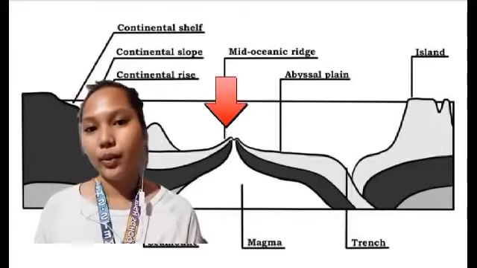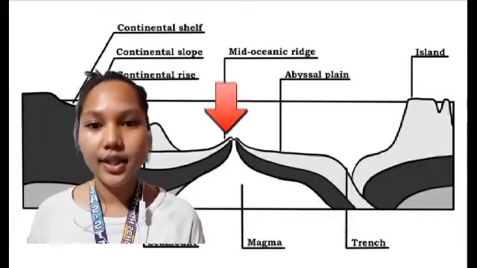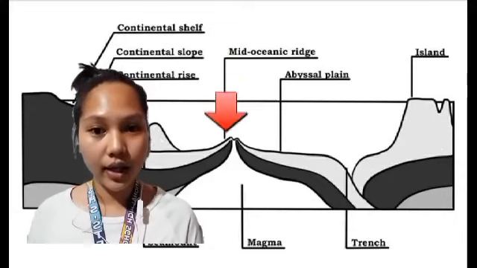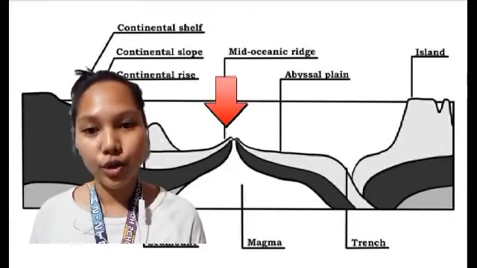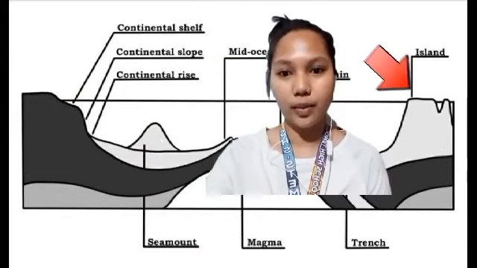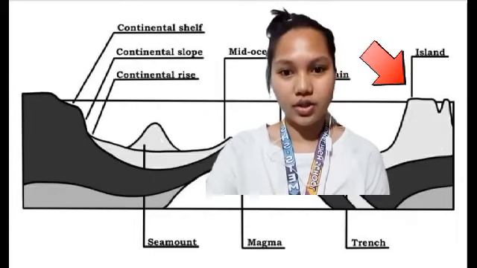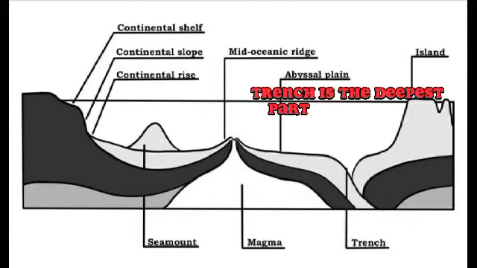The mid-oceanic ridge is a mountain range found in the middle of the ocean and is the site of active volcanic activity and the formation of new oceanic crust. Island is not just a piece of land floating up in the middle of the sea. It is part of the ocean basin that extends up from the ocean floor. Trench is the deepest part of the ocean.